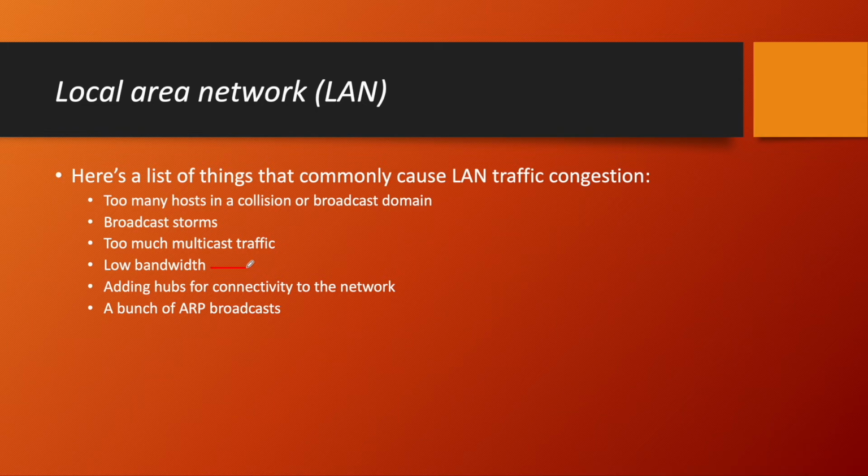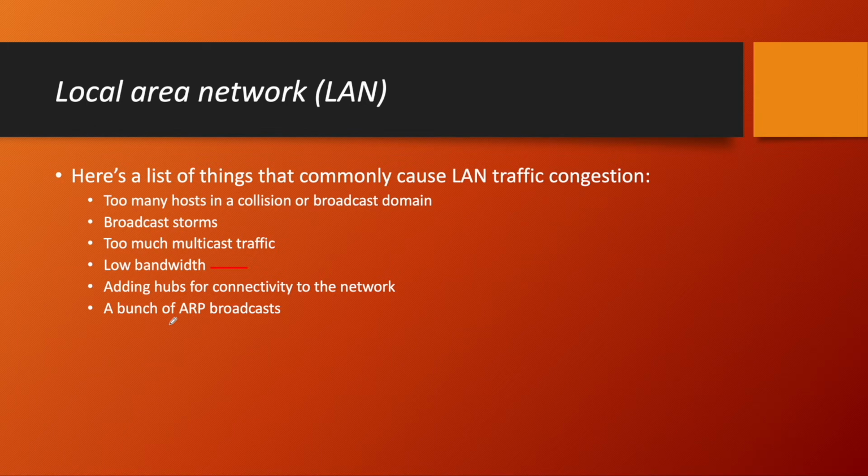But if you go back to the old days of networks, or the initial stage of networks, the networks were connected using Ethernet cables. They were only 10 MB per second, or 100 MB per second as Fast Ethernet. So this is also creating congestion. So I said adding hubs can create network congestion. And then the last one is a bunch of Address Resolution Protocol broadcasts, which is like looking for an IP address to MAC address conversion. So this can also create traffic in the local area network.